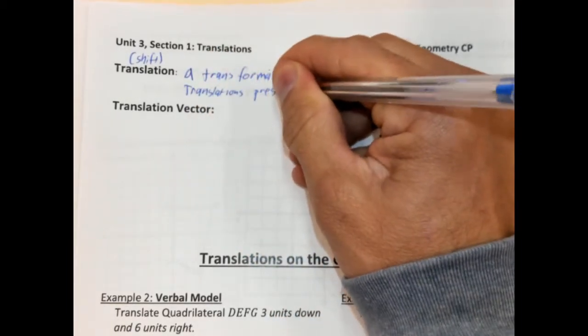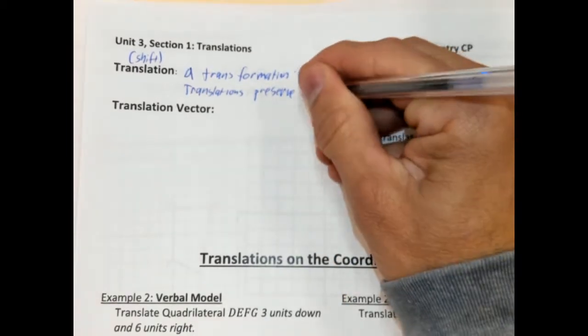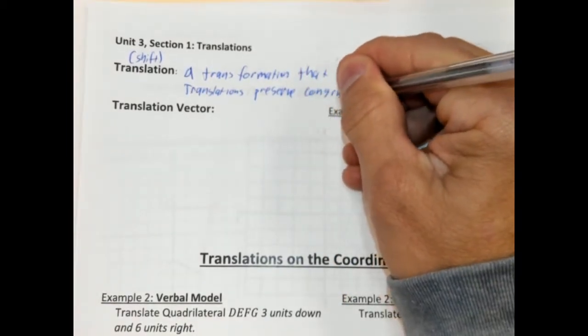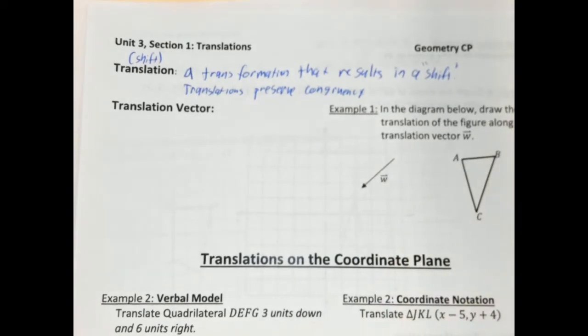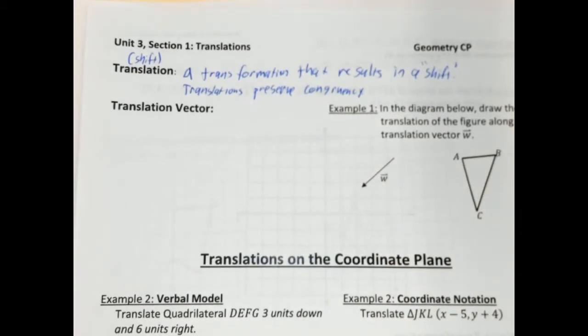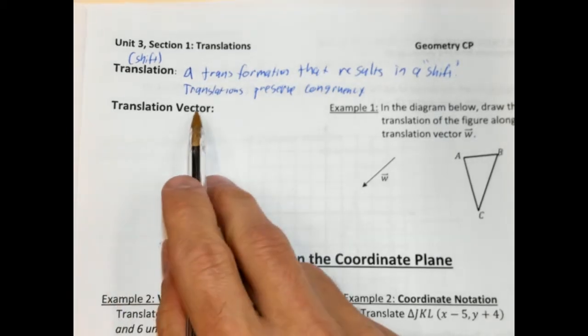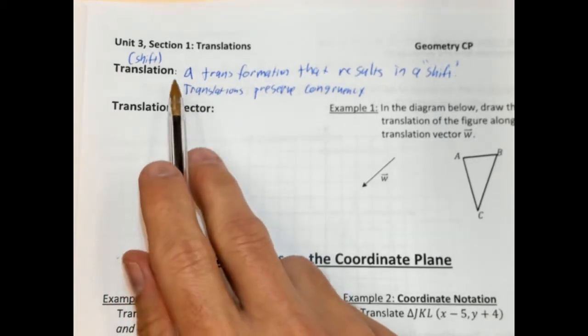And translations preserve congruency. What that means is when you apply a translation to something, the resulting image will be the exact same shape and size as the preimage. And we're going to get into that in a moment. Translation vector, by definition, is actually the exact same thing as translation.